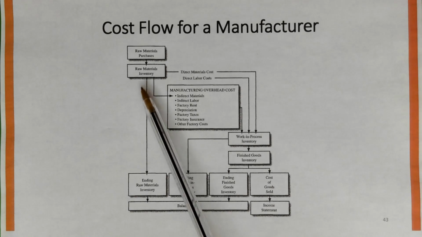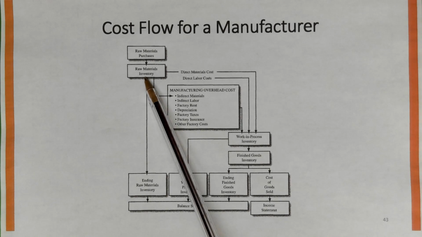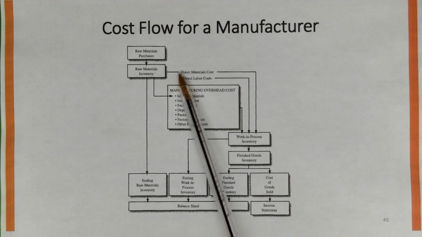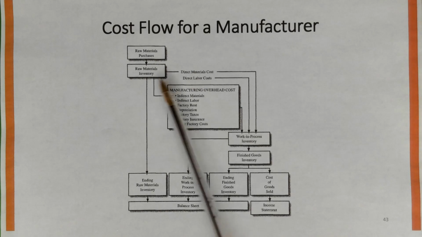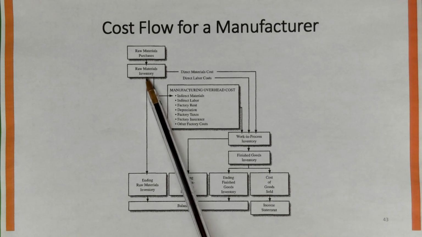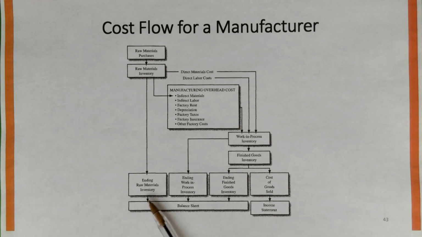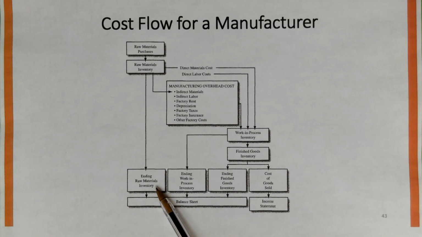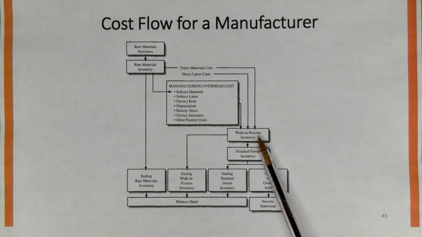Now, let's go back and talk about raw material inventory. Some of the material was used as direct material. Some of the material is used as indirect material. But we don't use it all generally, and we have some left over. The amount that is unused appears as part of our ending raw material inventory, and it appears on the balance sheet. Work in process, some of the goods are completed and transferred to finished goods.